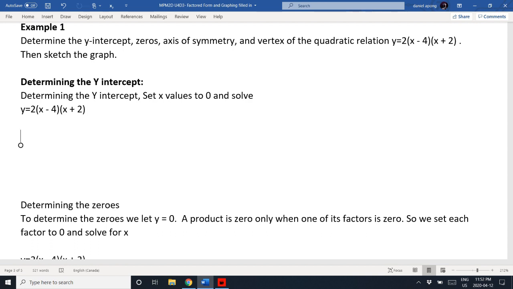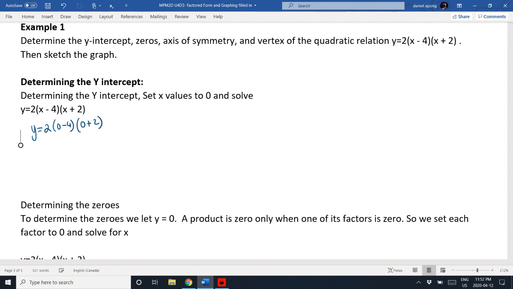The first thing we can do is determine the y-intercept. To determine the y-intercept, we set the x value to 0 and solve. So let's go ahead and do that. We have our equation here, y is equal to 2. And wherever I see an x, we're going to set that to 0. (0 minus 4)(0 plus 2).